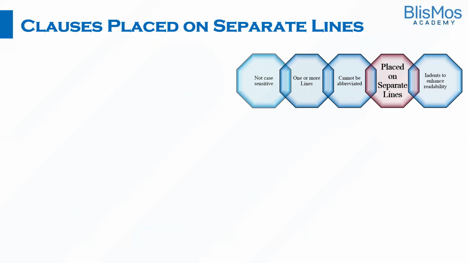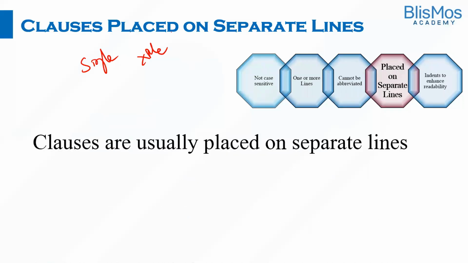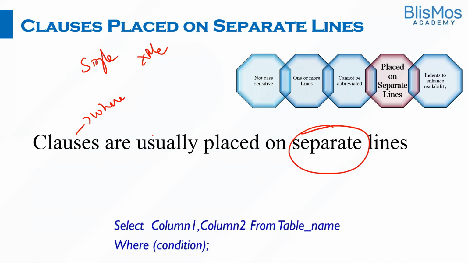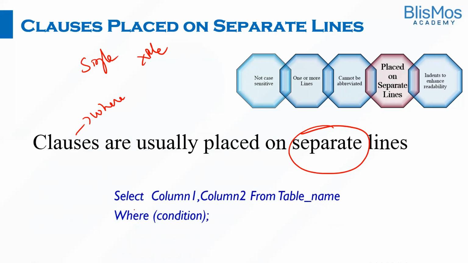One more very important aspect is, even though we said we can write SQL statements in a single line or multiple lines, whenever clauses come into the picture, clauses like the where clause, we tend to place them on separate lines, because they indicate the condition. To make that condition explicit, we place the clauses on a separate line.